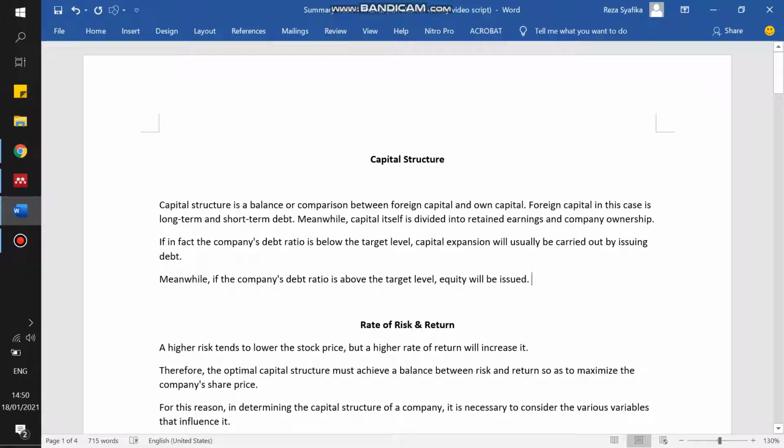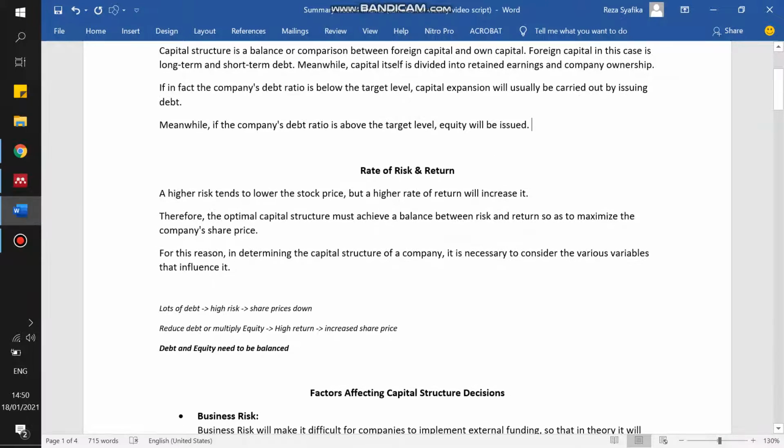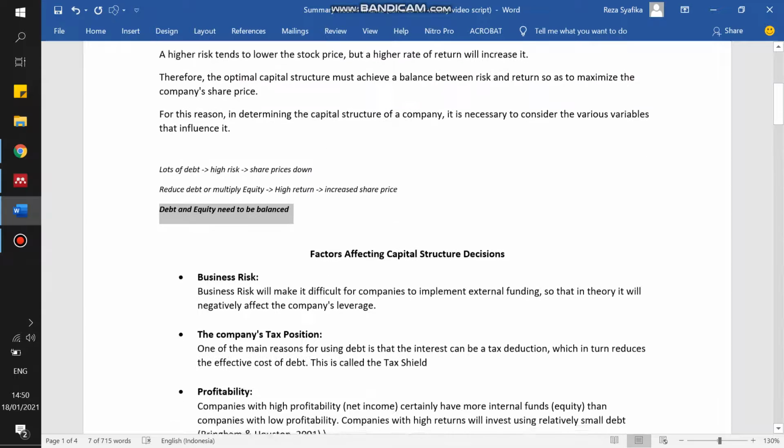So yeah, it's normal for a company, especially a multinational company, to take loans and debt so they can reduce their taxes. And there's also the rate of risk and return. With lots of debt, you're going to have a high risk, and the share price goes down. By reducing debt or increasing the equity, you'll get high return and increase earnings per share. So you have to find the equilibrium between debt and equity.